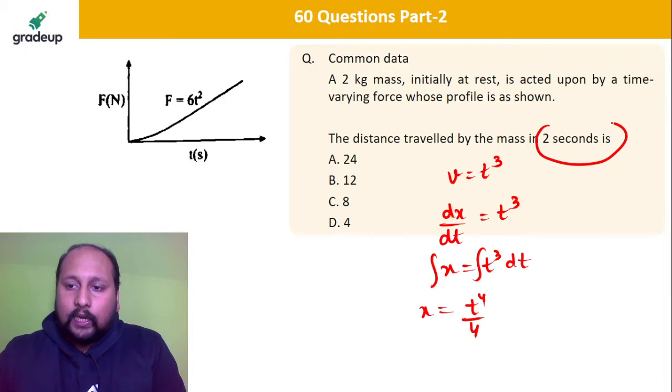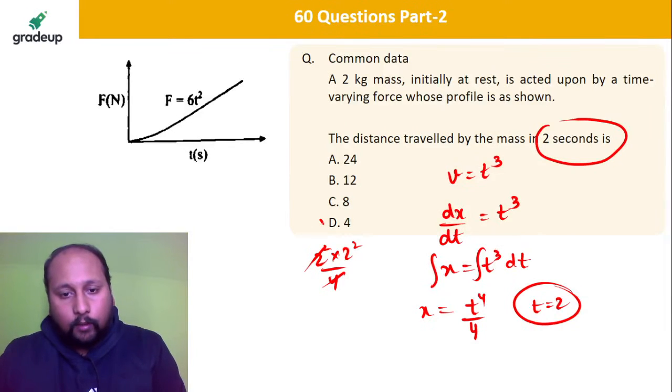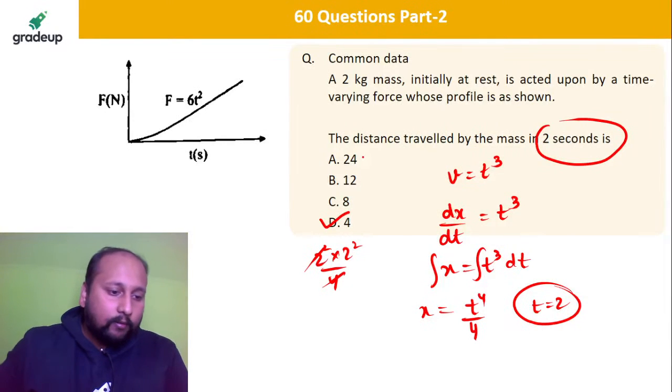At 2 seconds you have to calculate, so put t equal to 2. So this will be 2 square into 2 square by 4. So this is option D. It will be option D.